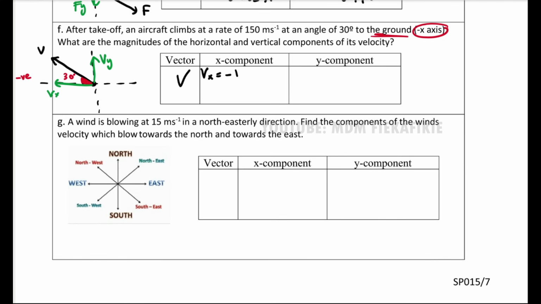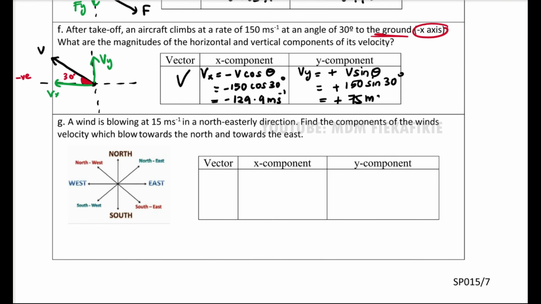So it must be negative V cos theta. Look at the question. If the question says force, use F. If it says velocity, use V. Okay, negative 150 cos 30 degree. And the final answer is equal to negative 129.9 meter per second. Okay, Vy is upward, so positive V sin theta. So it will be positive 150 sin 30 degree. And the final answer is positive 75 meter per second.